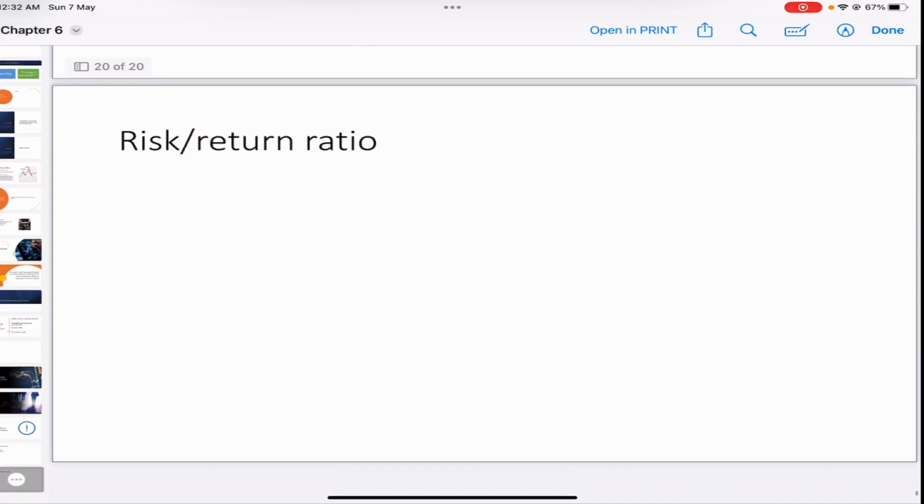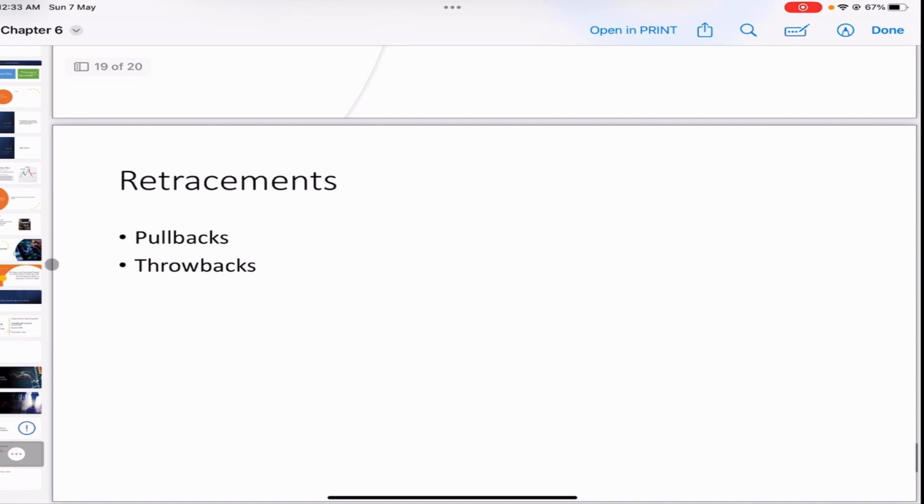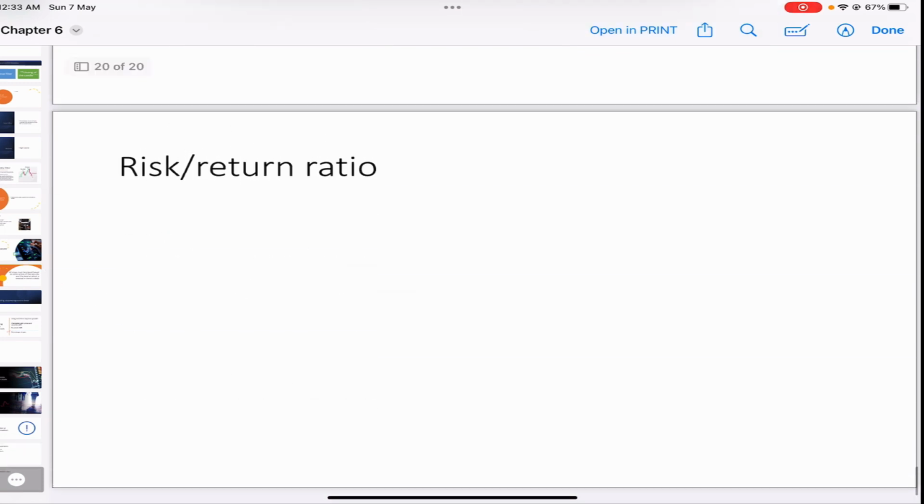Specialist or false breakout. Alright, so I'm just stopping this video over here because it is too much content. In the next video we will be doing specialist or false breakout. We'll also be studying retracement, pullback and throwback, and I'll be showing you a lot of examples practically.